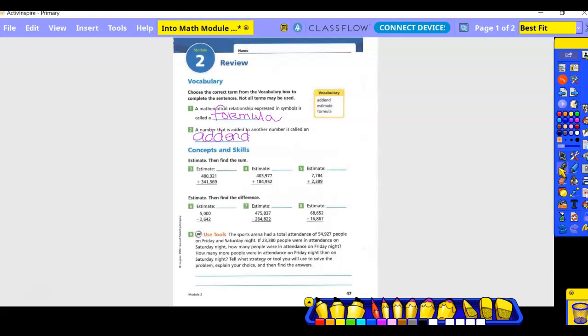All right. Estimate, then find the sum. So remember, we do the highest place value. So 480,000, would that be 400,000 or 500,000? Which would it be closer to? 500,000. So I would do over here 500,000 plus... Okay, would that be 300,000 or 400,000? That next one's 300,000. So 500 plus 300 is 800,000. So that's my estimate.